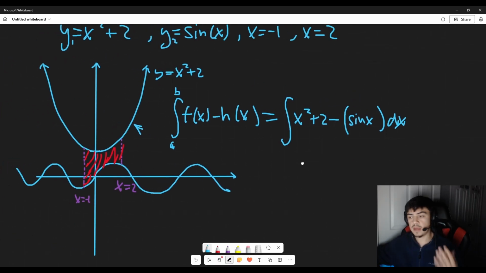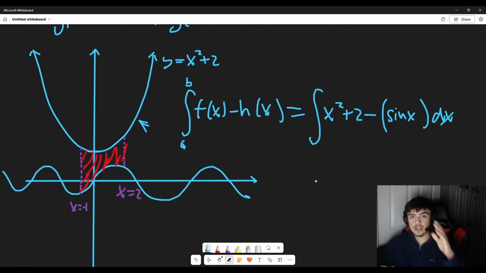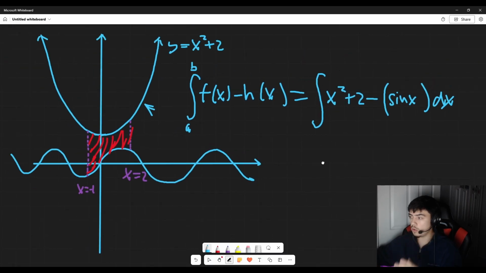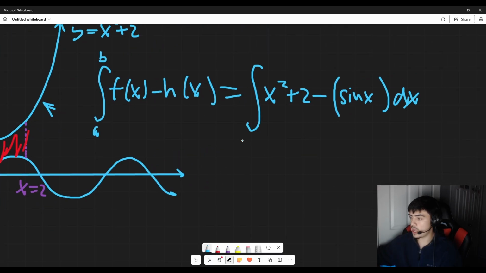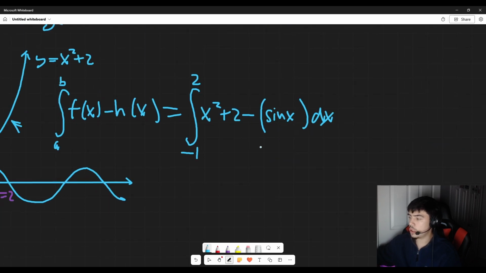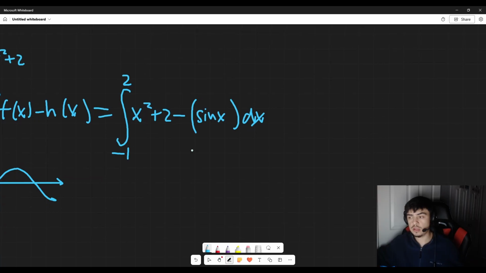But we need to find the bounds. And in this case, our bounds were already given to us, right? We're finding the area between x equals -1 and x equals 2. So that's pretty easy. Let's go ahead and write from -1 to 2. And let's go ahead and evaluate this integral. This is a very straightforward integral. There's pluses and minuses between everything, meaning we can just integrate straight across.